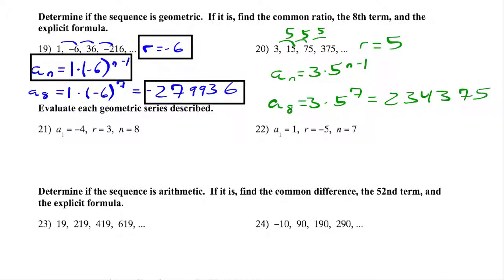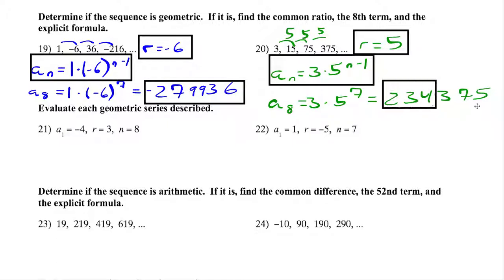234,375. Okay, so there is the nth term, the explicit formula, the common ratio, and our 8th term. Evaluate, so this is basically asking find the sum. So we want to find the sum of these.